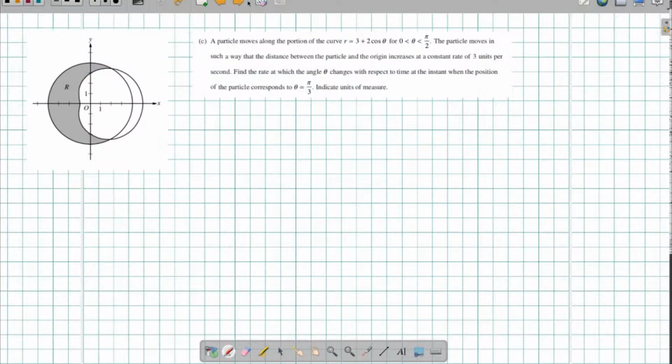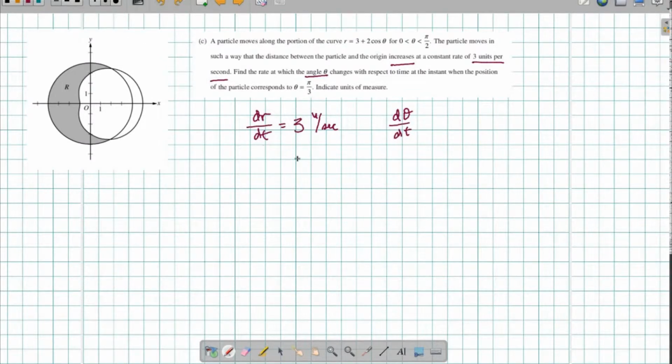On part C, it says a particle moves along the portion of the curve r equals 3 plus 2 cosine theta for theta between 0 and pi over 2. The particle moves in such a way that the distance between the particle and the origin increases at a constant rate of 3 units per second. In other words, the change in r with respect to time is going to be 3 units per second. And they want to find the rate at which the angle theta changes. In other words, we're trying to find d theta dt.